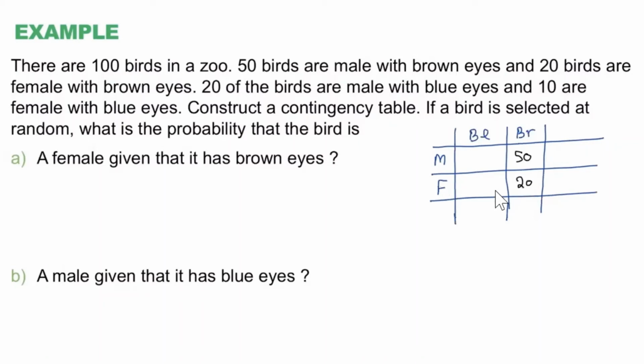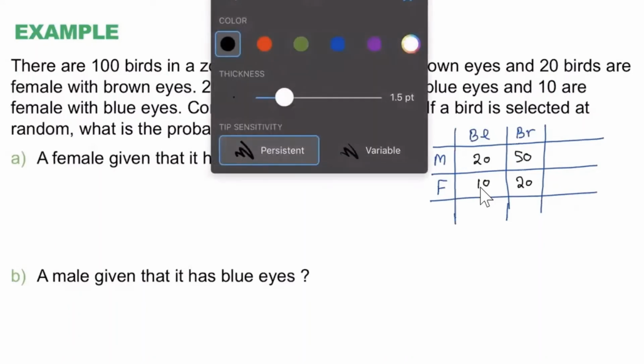And then, in the second sentence, 20 birds are male with blue eyes. Male with blue eyes, it will go here. That's 20. Okay, and 10 are female with blue eyes. So female with blue eyes, 10 of them. It will go in this box here, 10. So this table is the contingency table, but this is not yet a complete table.